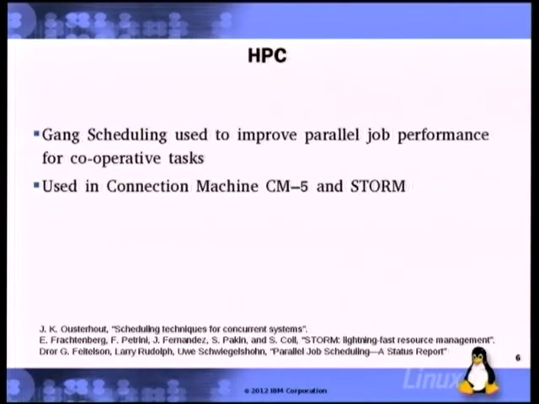So HPC has been traditionally using gang scheduling for a long time, wherein it is used to improve the job performance of cooperative tasks. There are commercially available machines like CM5 and Storm. I have some references which talk about this a lot. I'll be mostly talking about virtualization here, and I won't go deeper into HPC. So lock holder preemption: what is this problem?